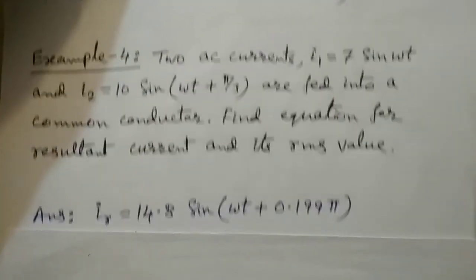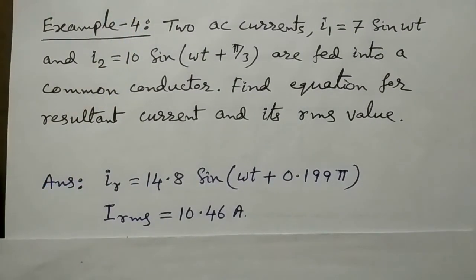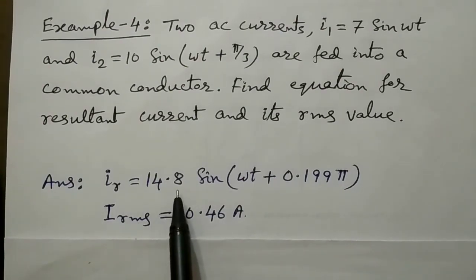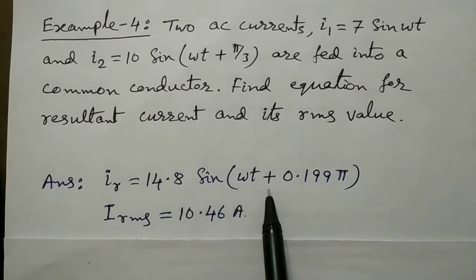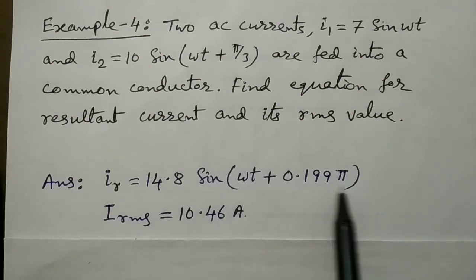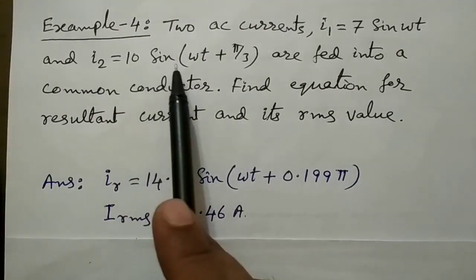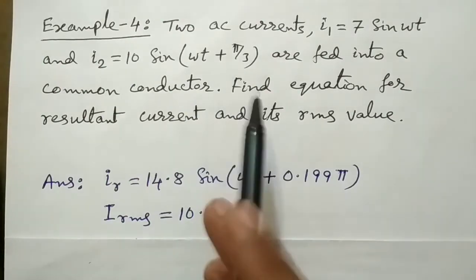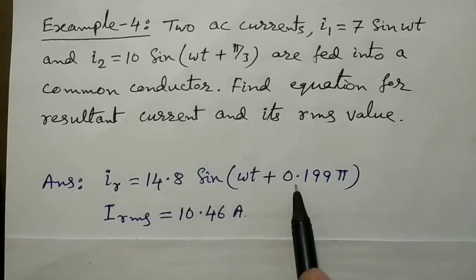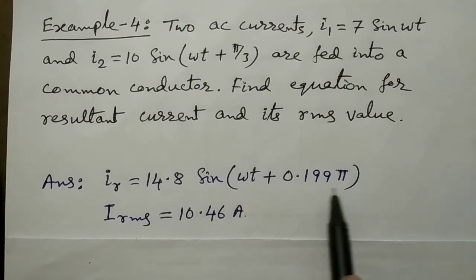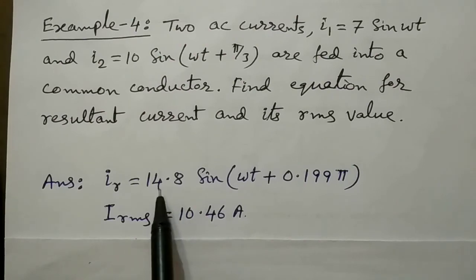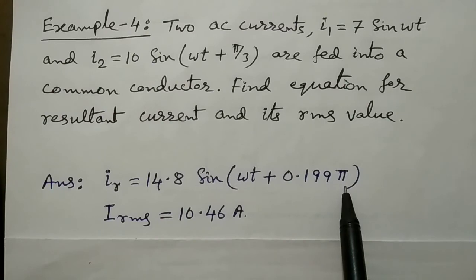The answer of this question is: the resultant current expression will be 14.8 sin(omega t plus 0.199 pi). As in this question, the phase angle of the current I2 is given as pi by 3, that's why here the final answer is also in terms of pi. But it can be written in terms of degree also. So 14.8 is the maximum value of the resultant current, and this is the phase angle of the resultant current.